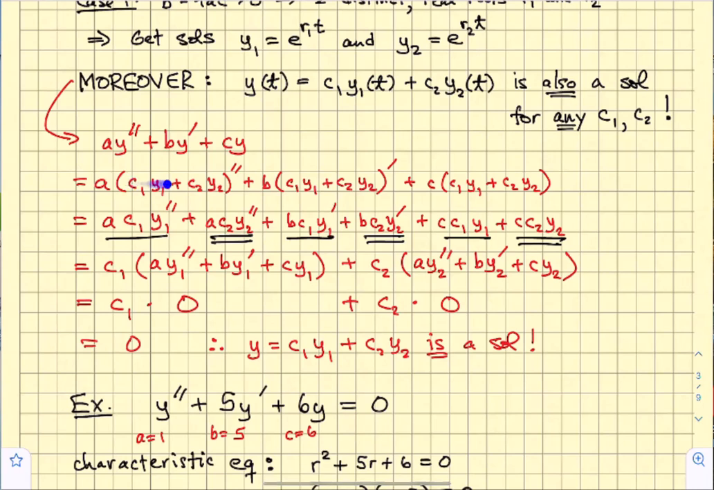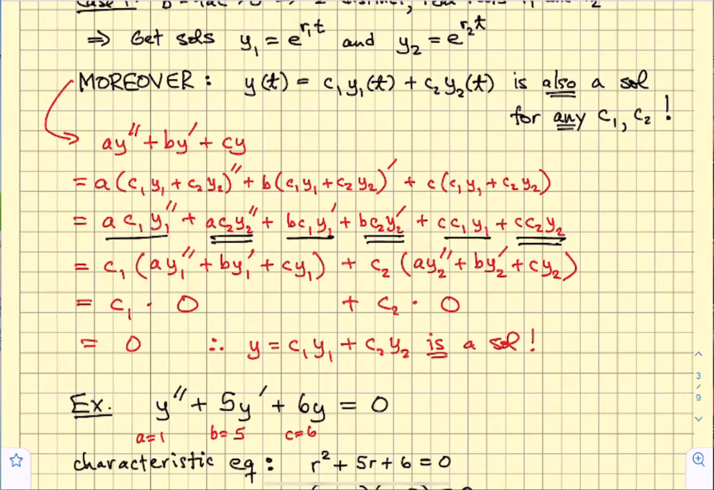Now when we take the second derivative of this quantity, by our linearity property of derivatives, I just apply the second derivative to the function parts, y1 and y2, and I leave the constants alone. When I do this, I get a c1 y1 double prime plus a c2 y2 double prime. That's these two terms. When I play the same game here, I get b c1 y1 prime plus b c2 y2 prime. And here, there's no derivative to take. You just get c times c1 y1 plus c times c2 y2.